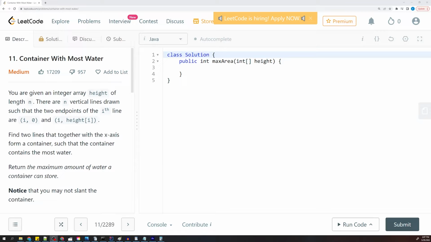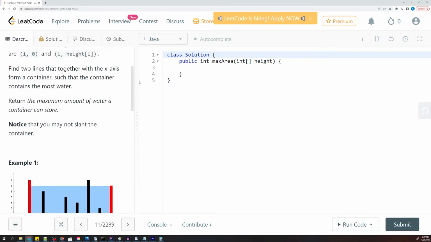Okay, so going straight to it, you're given an integer array height of length n, and there are n vertical lines drawn such that the two endpoints of the ith line are (i, 0) and (i, height[i]). Find two lines that together with the x-axis form a container, such that the container contains the most water. We're going to return the maximum amount of water a container can store. You may not slant the container. So let's look at this.